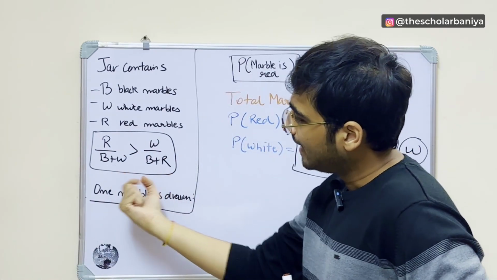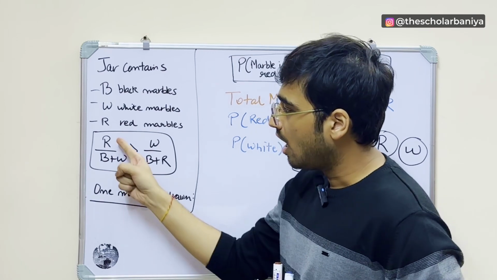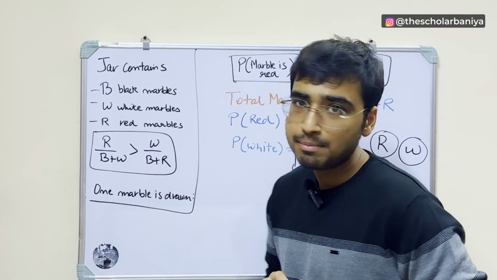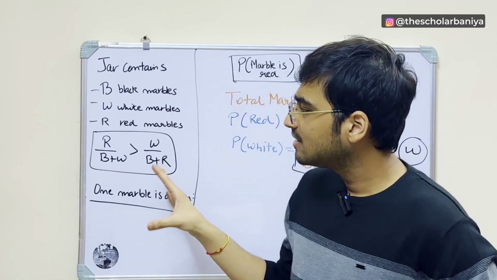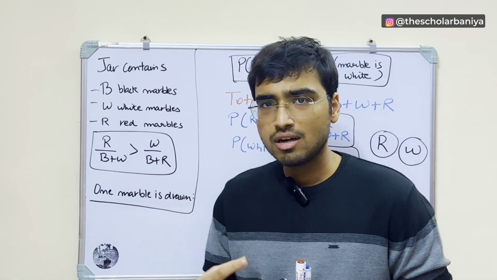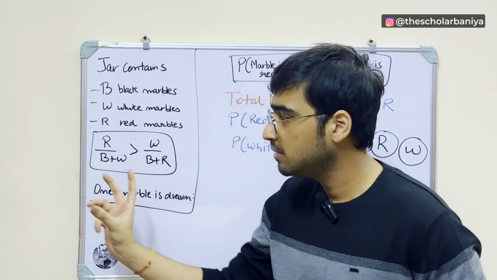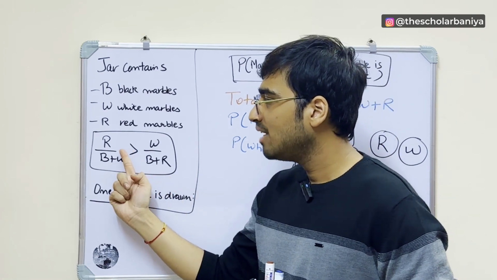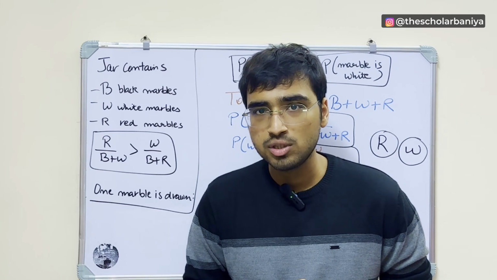Okay. Now tell me one thing, we have been given this inequality, right? R upon B plus W is greater than W upon B plus R. If you carefully look at this, it's a little difficult to actually infer if R is greater or W is greater from this given inequality. But what if I tell you to add plus 1 on both the sides? Now, what is the use of adding plus 1 on both the sides?